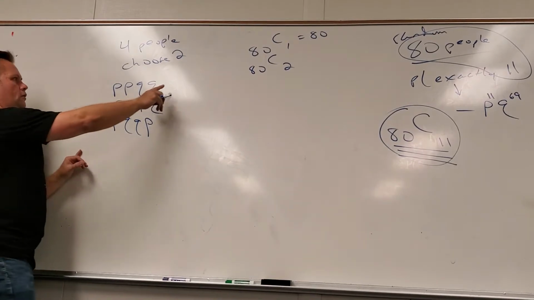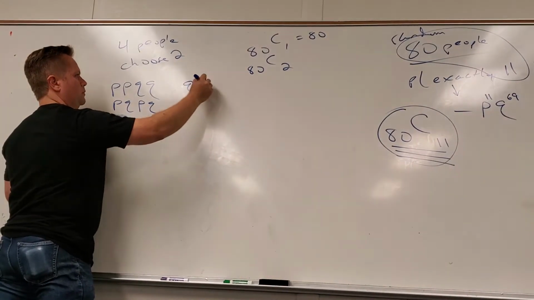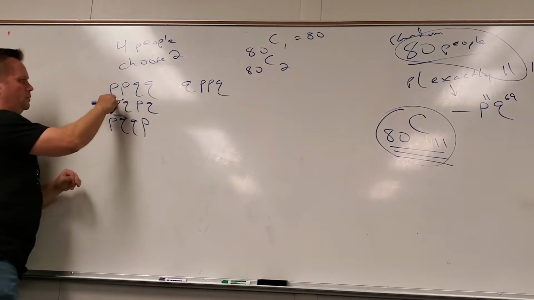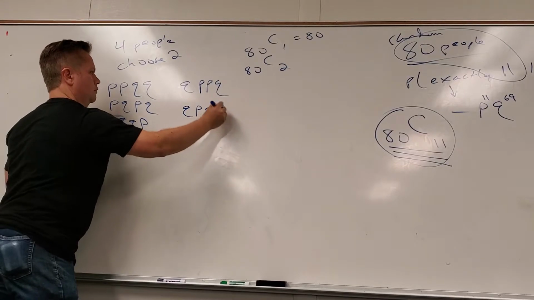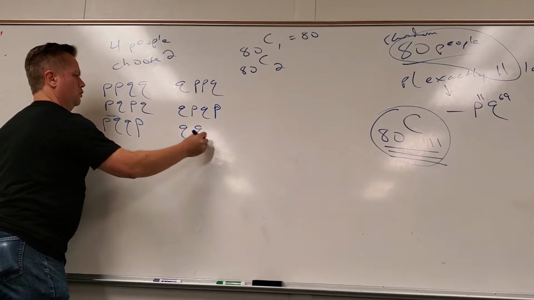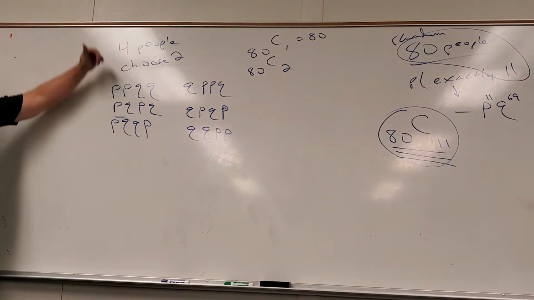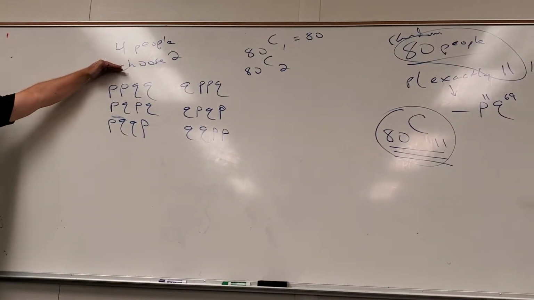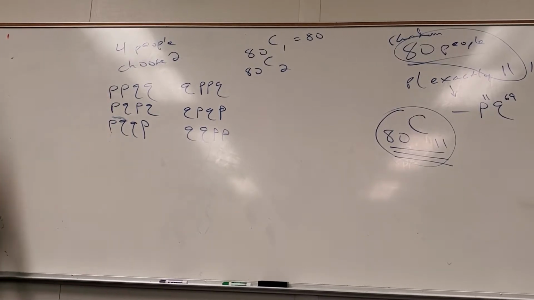All right. Or I could do Q, right? And then it would be P, P, Q. So I can do it with a P first. And then, or it could be Q, P, Q, P. Is that cool? Or Q, Q, P, P. So if I have 4 people and I want to choose 2 of them, it actually comes out to be 6 ways to do that, not just 4 ways to do it.